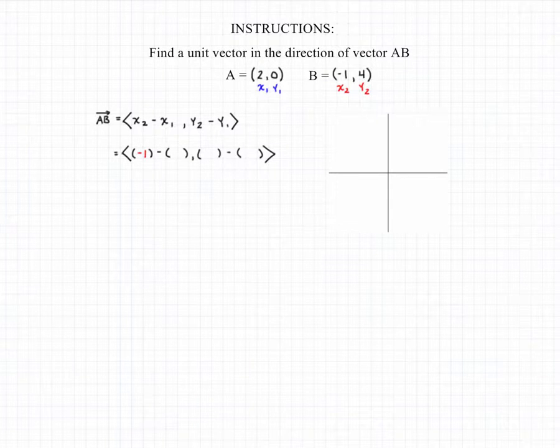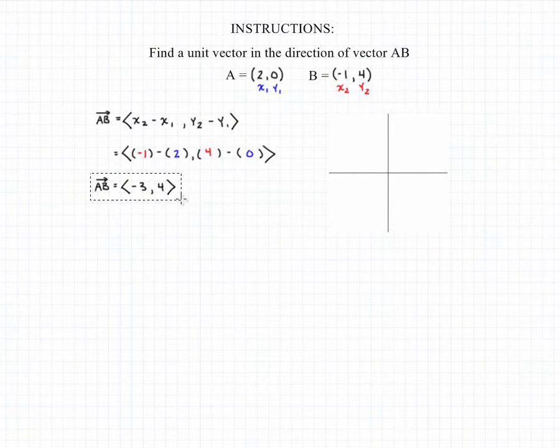This will give us -1, -2, and 4, -0. And if we work out that math, we'll end up with our vector AB being equal to -3, 4.